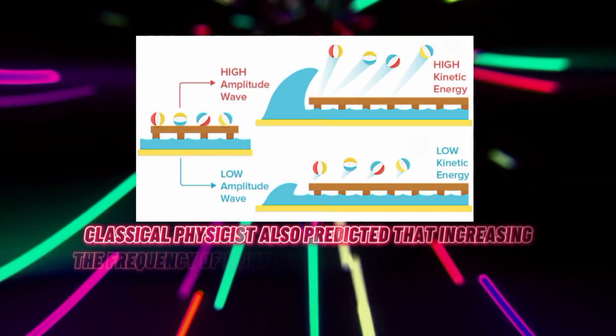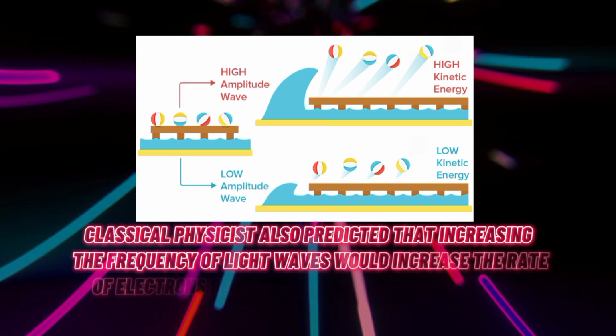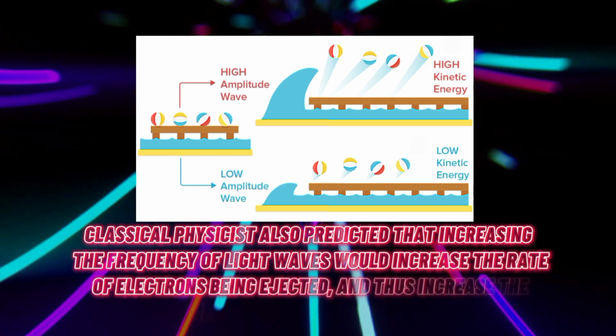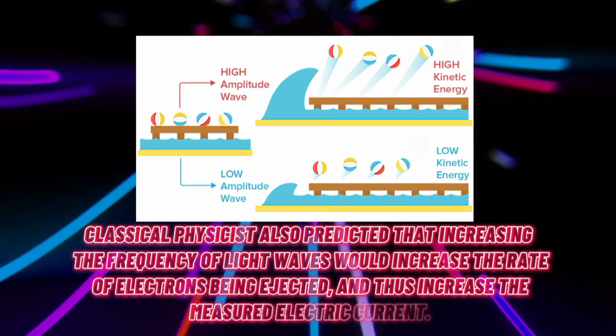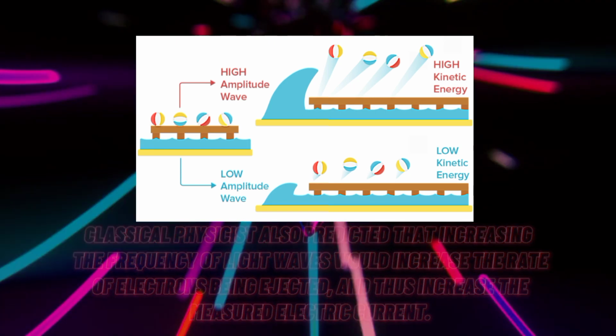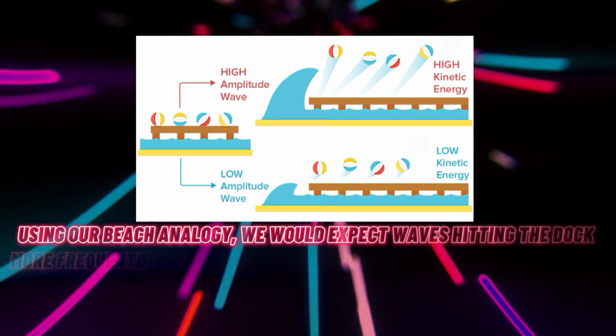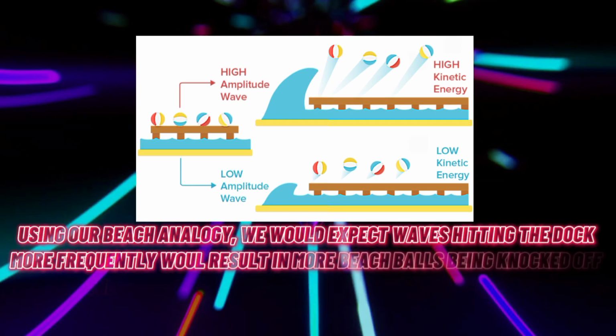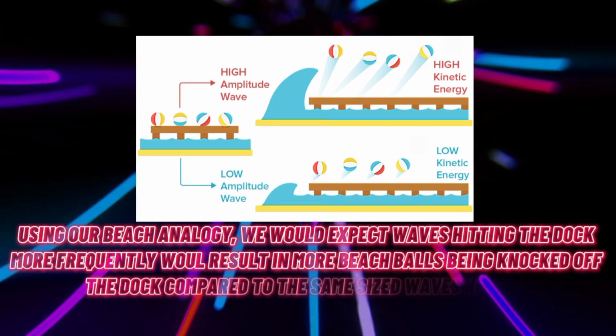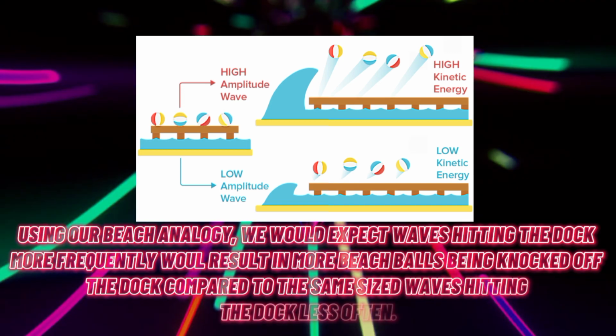Classical physicists also predicted that increasing the frequency of light waves would increase the rate of electrons being ejected and thus increase the measured electric current. Using our beach analogy, we would expect waves hitting the dock more frequently would result in more beach balls being knocked off the dock compared to the same size waves hitting the dock less often.